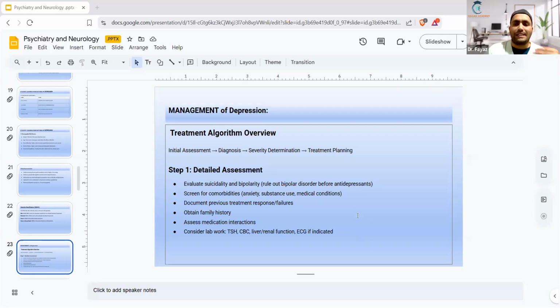Second step would be to screen patient for comorbidities. See if they have any issues with substance use, see if they have any medical conditions that could be causing their depression, like hypothyroidism or disability or anything that can make someone isolated or feel withdrawn or feel depressed. Screen the patient for anxiety. Sometimes depression and anxiety occur together.